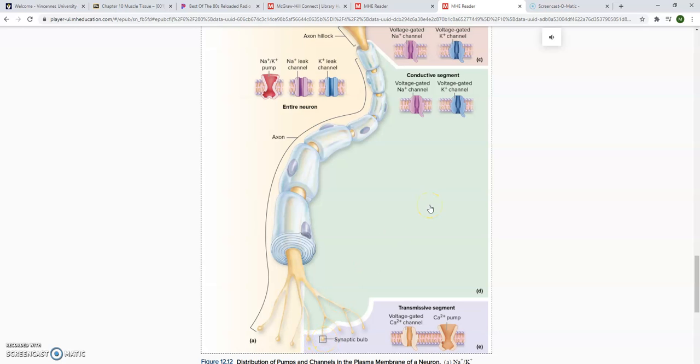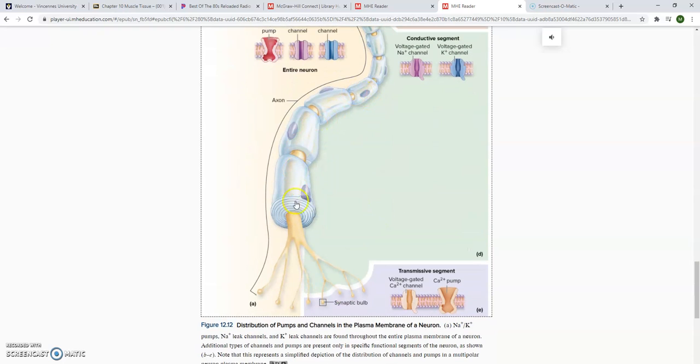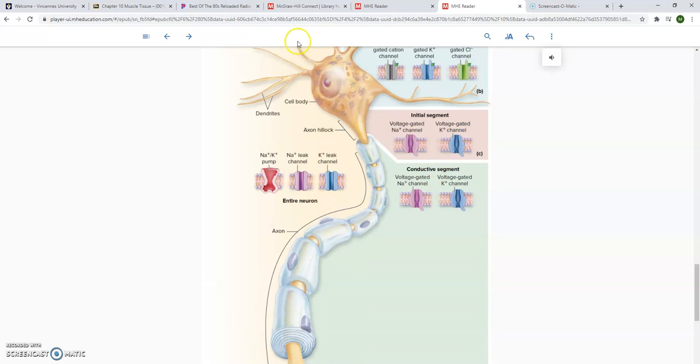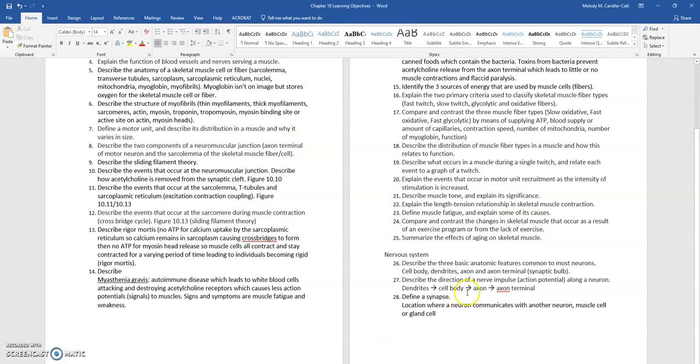So that is always the direction of the nerve impulse in any neuron, or at least in this particular type of neuron. So it travels along the dendrites, cell body, down the axon to the synaptic bulb or axon terminals. So we need to be familiar with the direction of that nerve impulse. So it's going to end at the synaptic bulb or the axon terminals. All right, so that was this objective here.